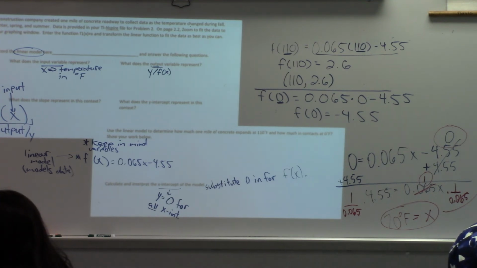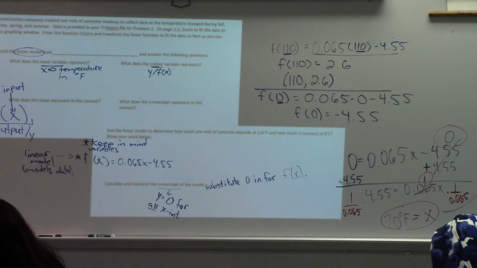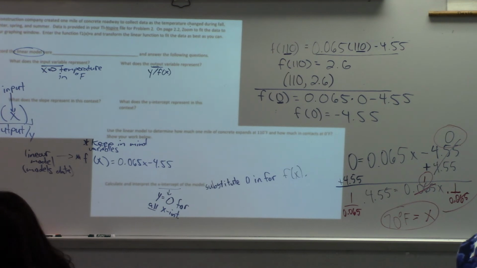Anthony, say your interpretation again? At 70 degrees, the concrete didn't expand or contract, meaning that the expansion or contraction is 0 feet, right? 0 feet. Notice how we have to get our x and our y in there.